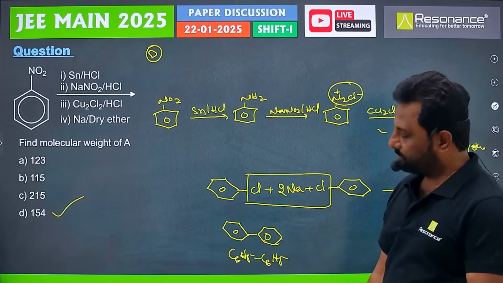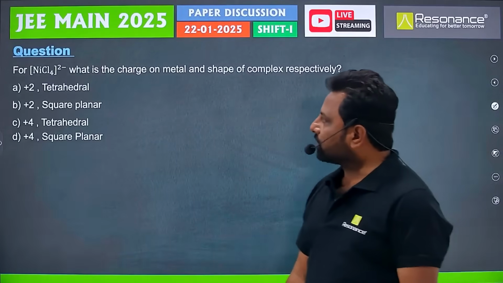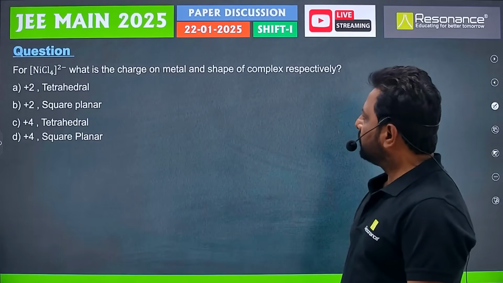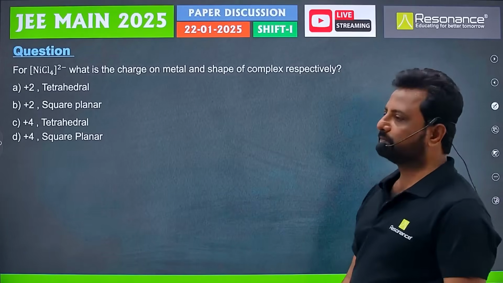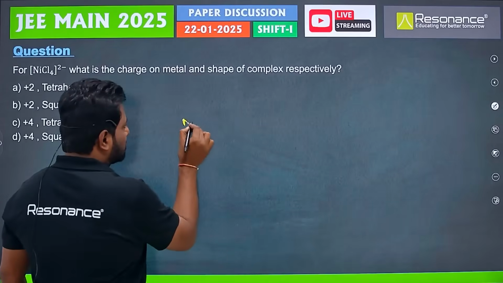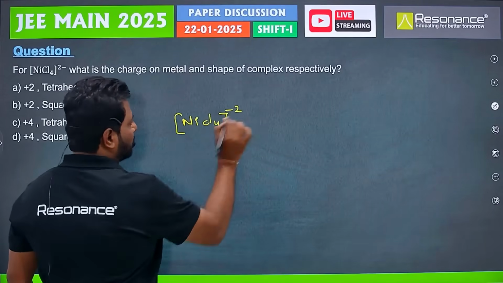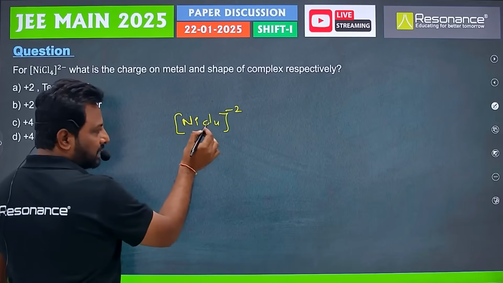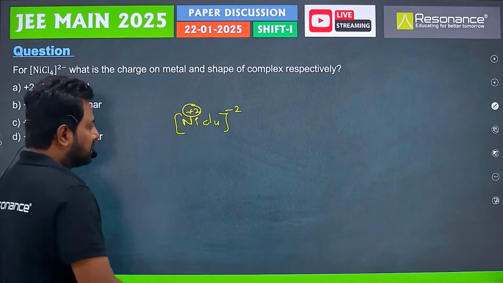Next, go for the next question. For the tetrachloronickel 2+ complex, what is the charge on the metal and the shape of the complex, respectively? In the tetrachloronickel complex, what is the oxidation number of nickel? Each chlorine has -1 oxidation number, so nickel has +2 oxidation number.